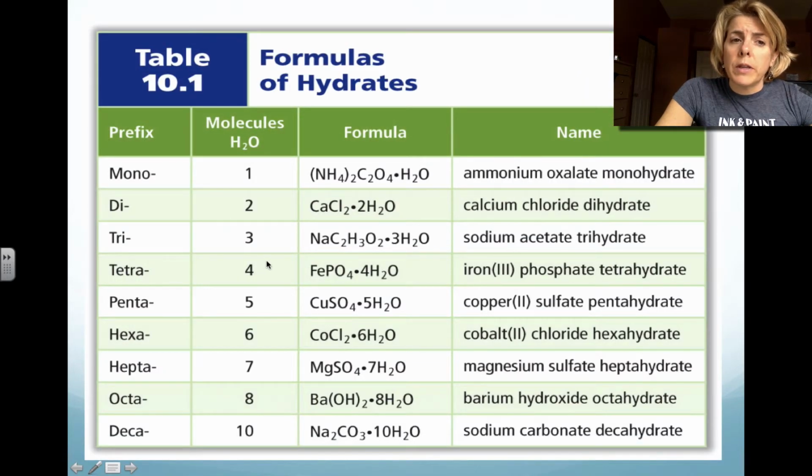Your book does a great job of summarizing the prefixes for hydrates, and if you need to make flashcards, you probably should. So di, tri, tetra, penta, all the way up to deca. So you're going to need to know those prefixes, because I could give you a formula like iron 3 phosphate, and you have to tell me that it's a tetrahydrate. So you will be responsible for nomenclature.